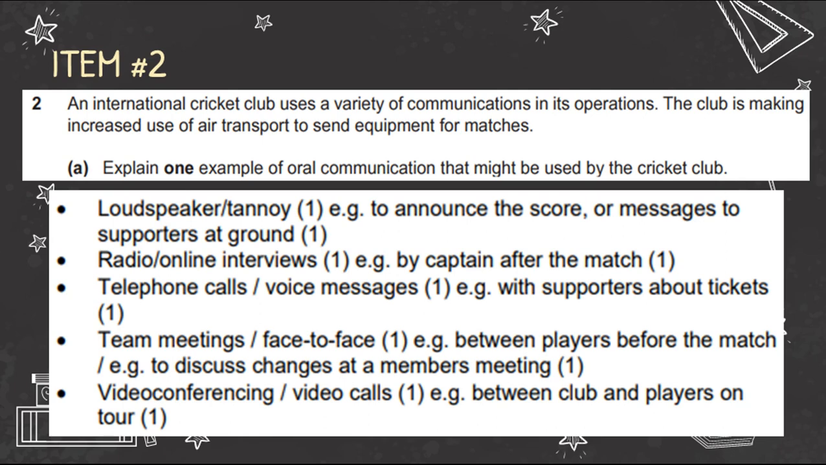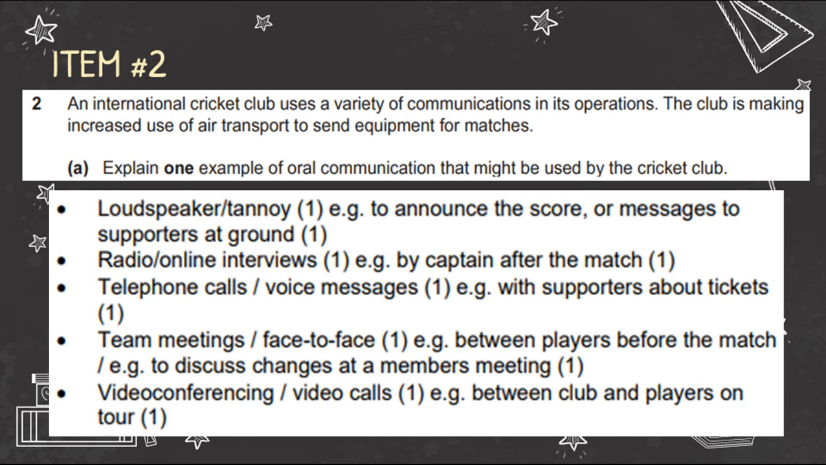And the question in this item is, explain one example of oral communication that might be used by the cricket club. And when we say oral communication, we're talking about a type of interaction that makes use of spoken words. So obviously, the first example of oral communication is a loudspeaker, since a loudspeaker is used to announce the score or the messages to supporters at the ground.